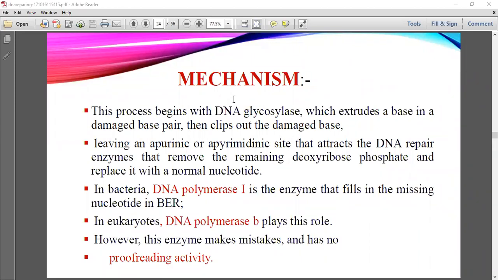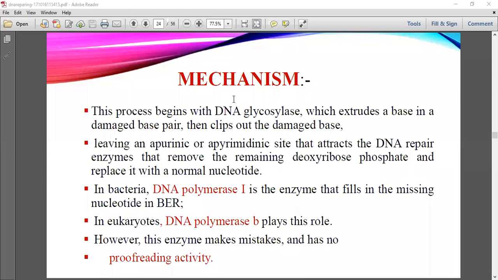So basically it breaks the glycosidic bond and removes the nitrogen base. Then it has a purinic or pyrimidinic site, that means without purine or without pyrimidine. So what does it contribute? It contributes to attracting the DNA repair enzyme. Then the remaining deoxyribose phosphate is replaced with the normal nucleotide.